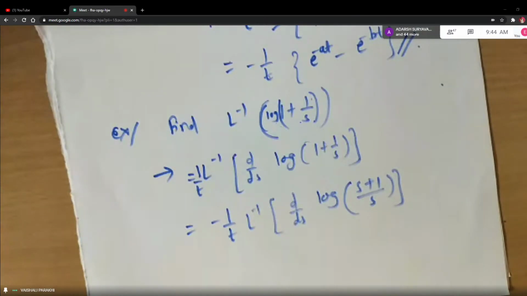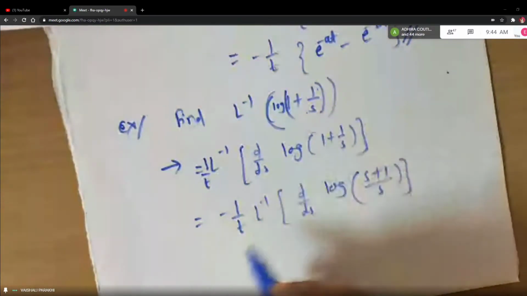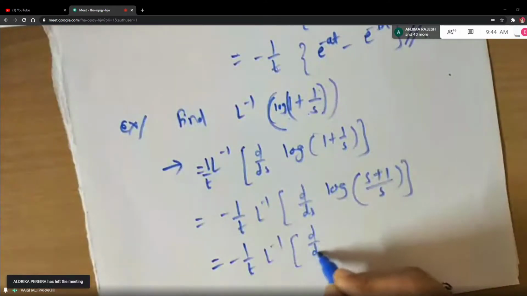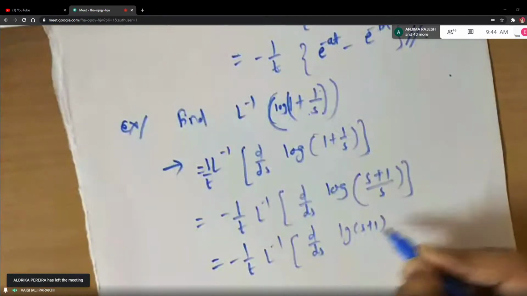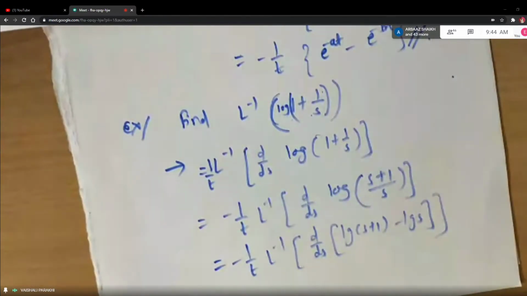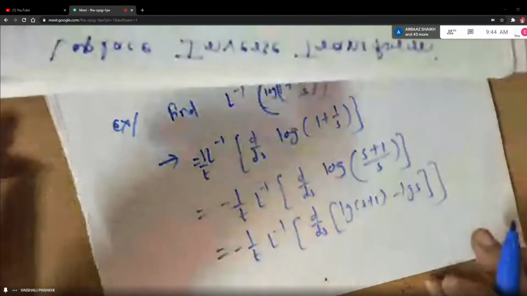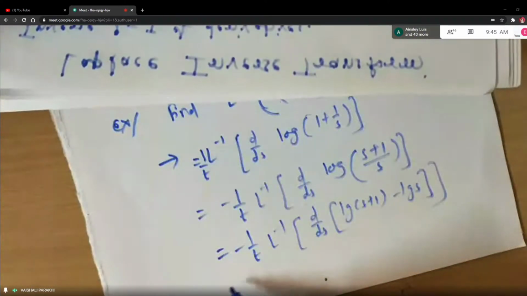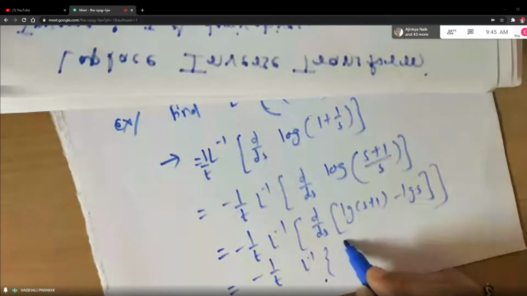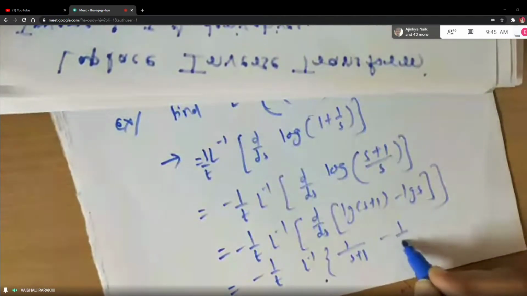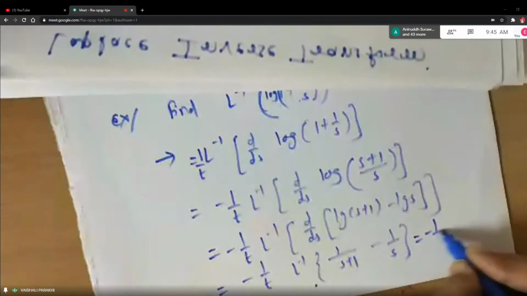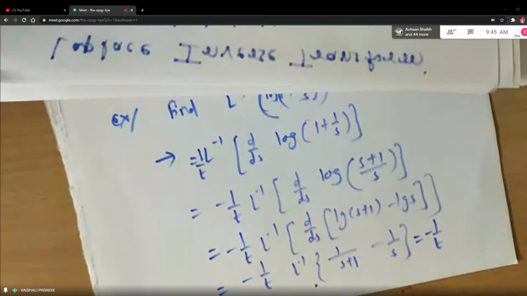Okay. So it will be minus 1 by t L inverse of d by ds of log of numerator minus log of denominator. Exactly the same thing I'm doing, students, which I did in the previous problem. And this is minus 1 by t L inverse of derivative of log, which is 1 upon s plus 1, and this is 1 upon s. Okay. And then as usual, L inverse of first term is what?